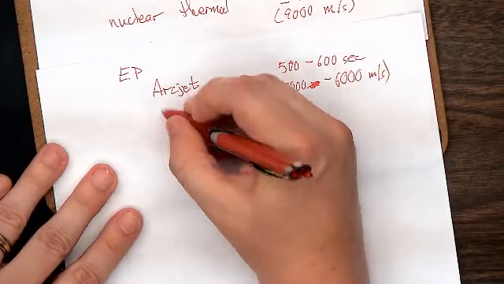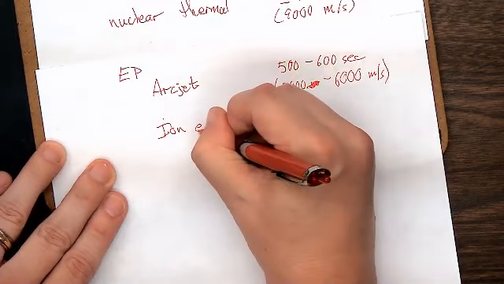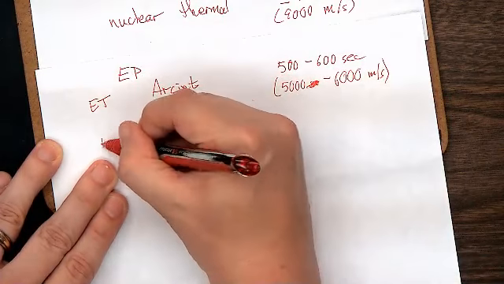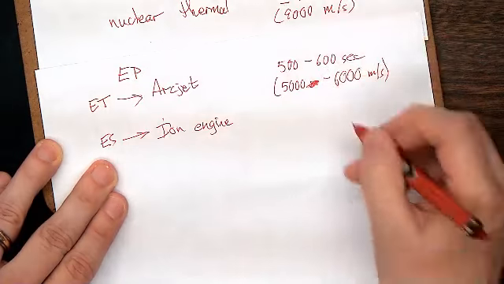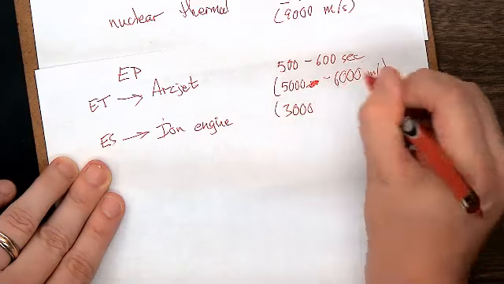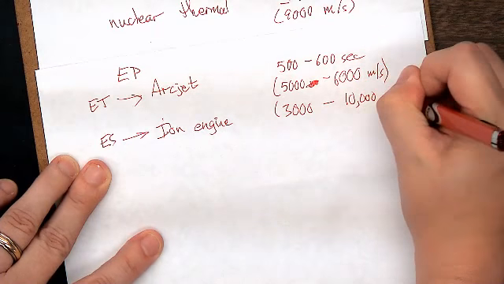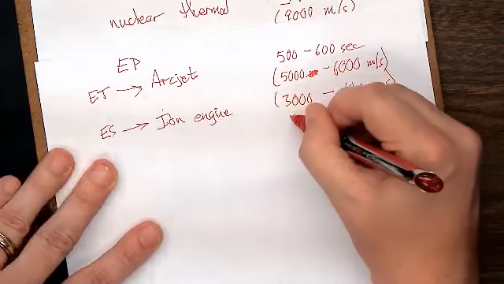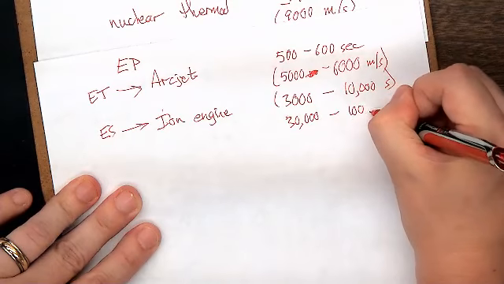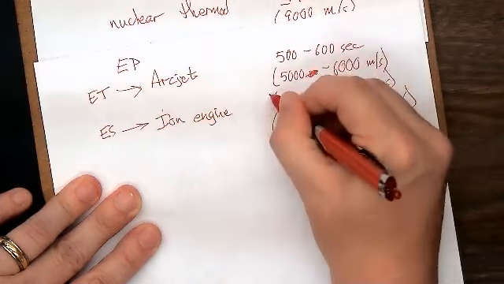Then we have electrostatic devices like the ion engine. So this would be electrothermal, electrostatic. Ion engines will be on the order of 3,000 and can go really high, 10,000 seconds. So we have 30,000 to 100,000 meters per second on those.